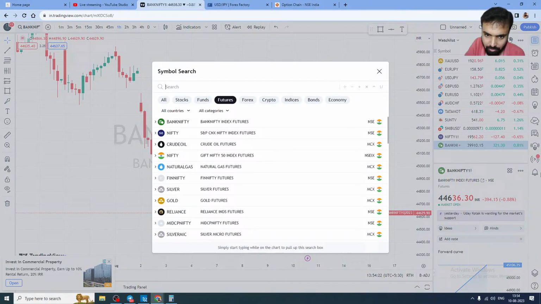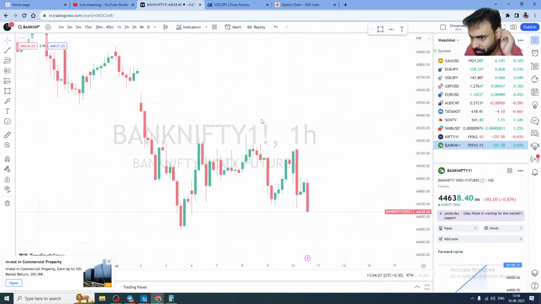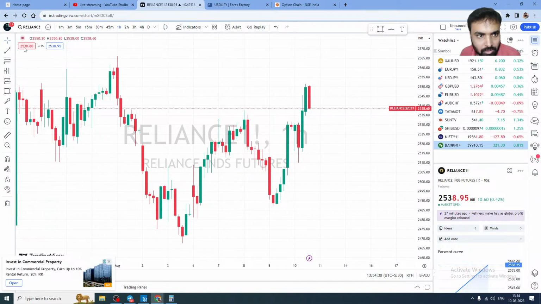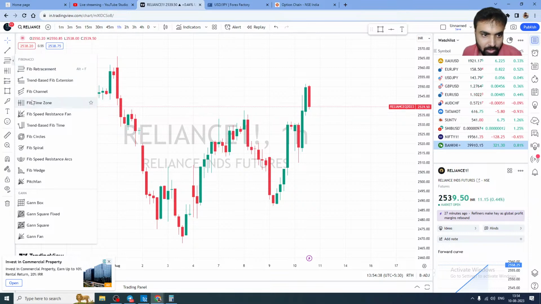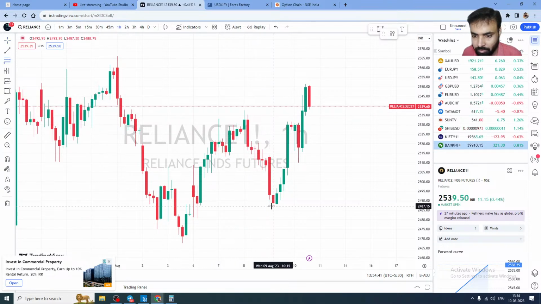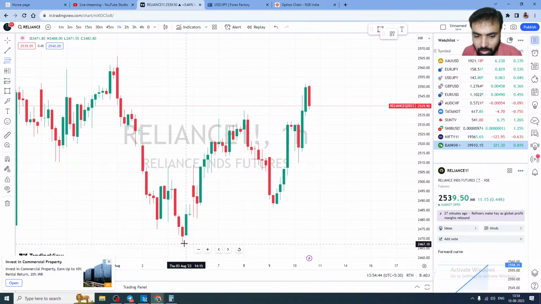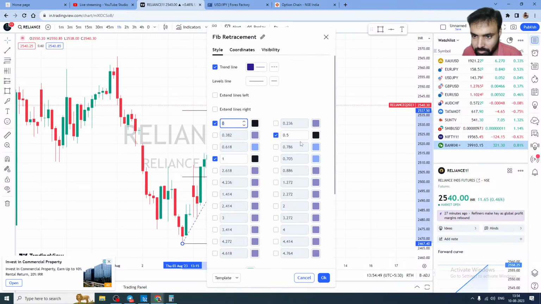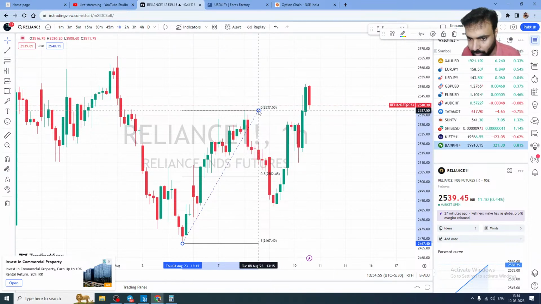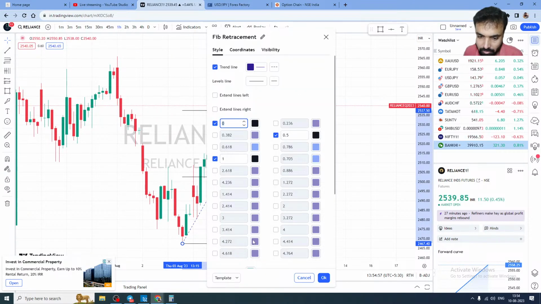Let's take TradingView. Trading is easy to see. Let's take a Reliance stock, Reliance futures. Okay, so take a Fibonacci tool. Where is Fibonacci? This is the one, right? Fibonacci retracement. Yes, Fibonacci time zone is there here. Okay, from swing low to swing high, you need to put some levels here. Standard Fibonacci levels. Here I don't have the standard Fibonacci levels. Maybe we can click the default. Where is default?